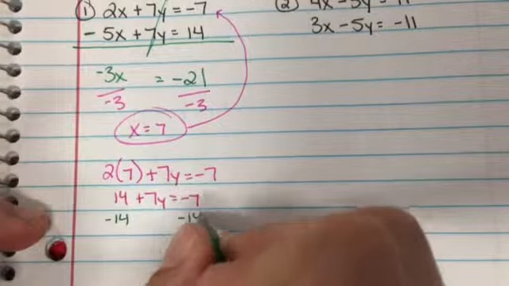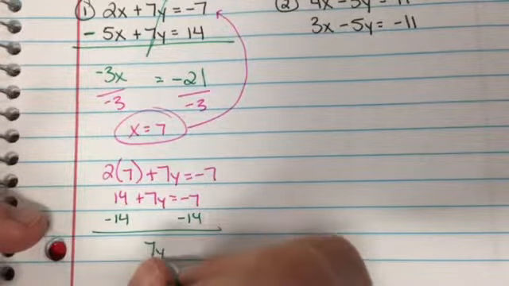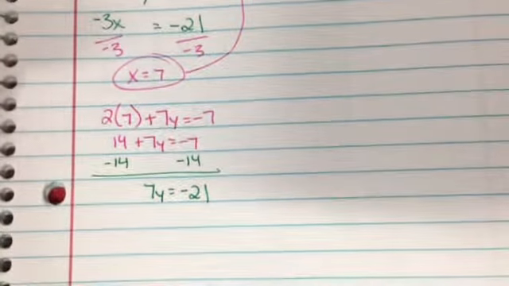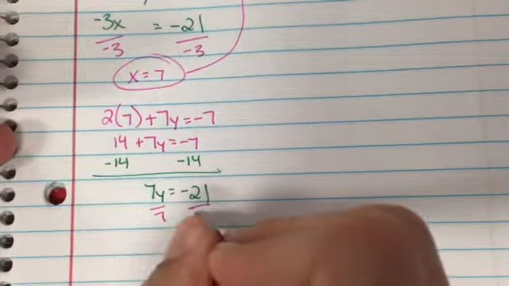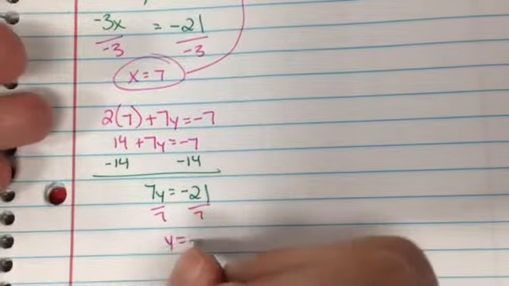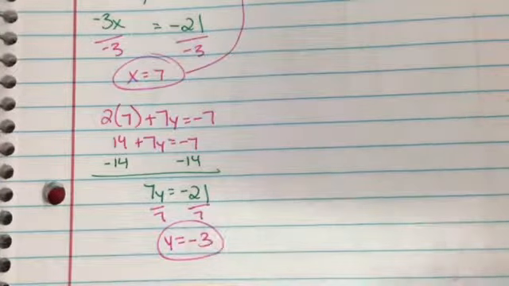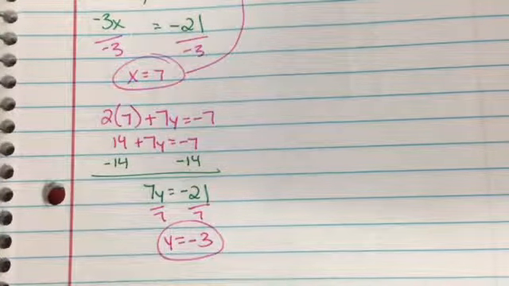Subtract the 14 from both sides. 7y equals negative 21. Divide by the 7, and y equals negative 3. So two answers, 7 and negative 3.